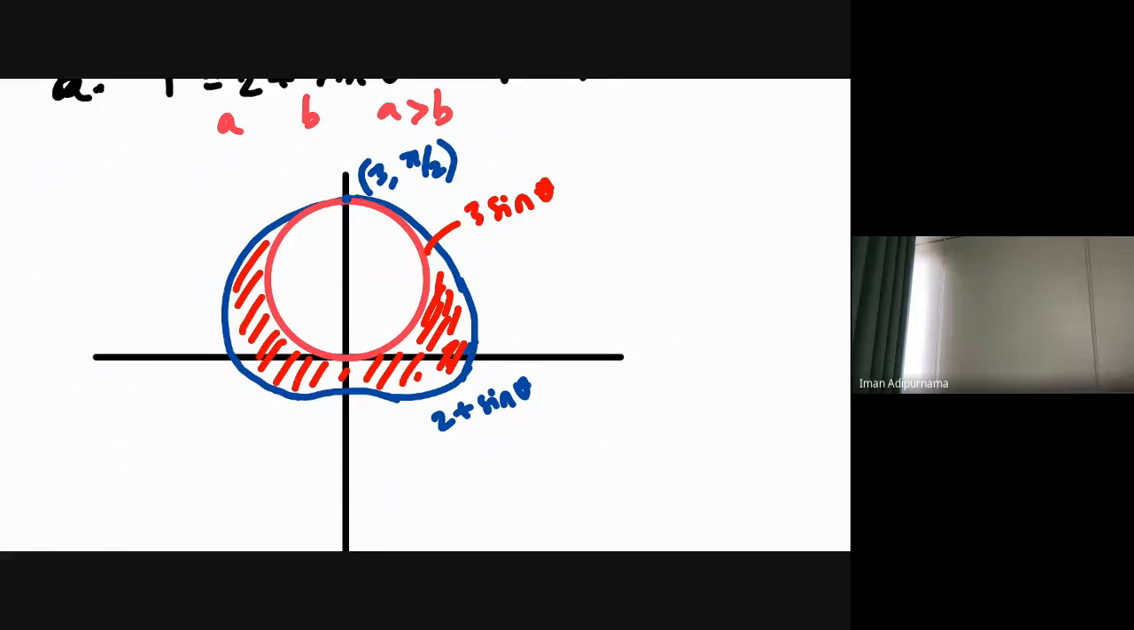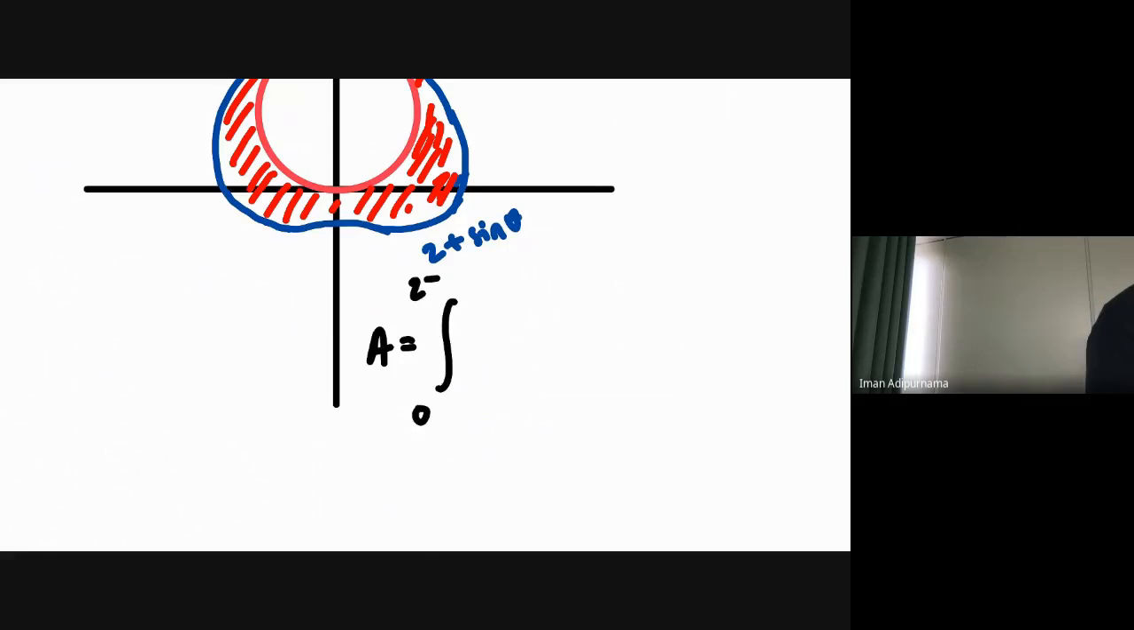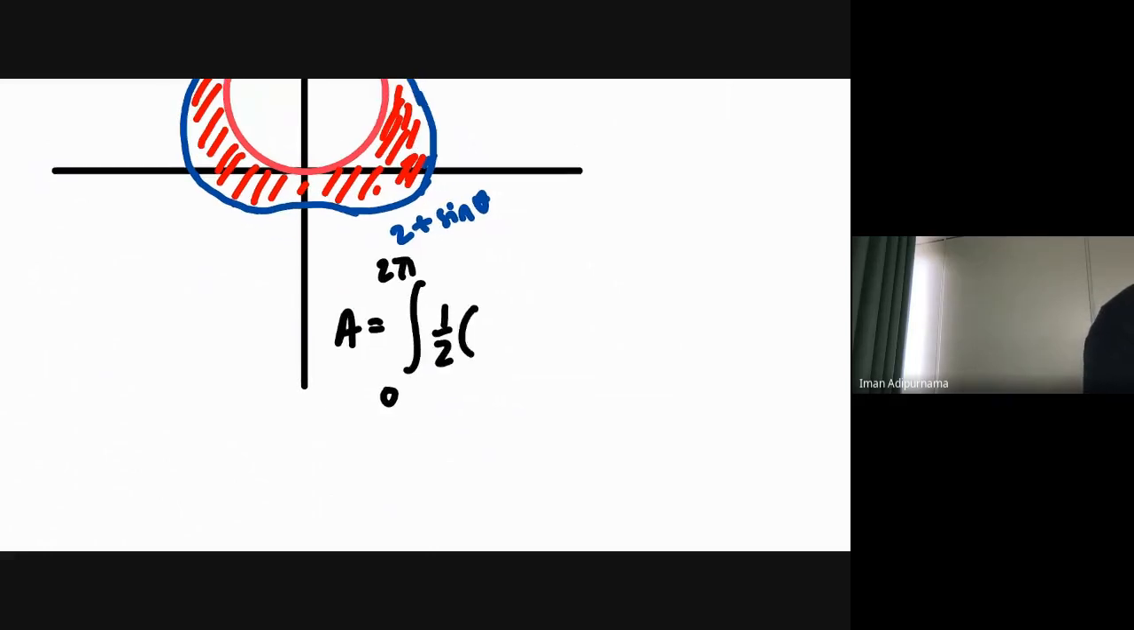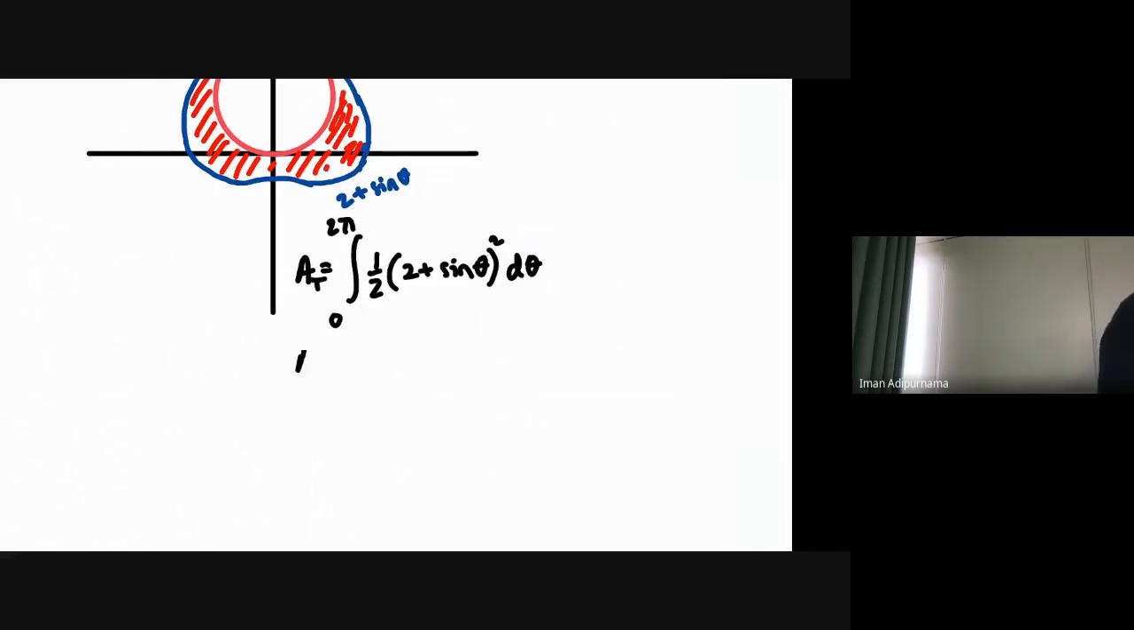Okay, so let me write the general area. Half, integral of (2 plus sine) squared. Let me write area total and area of circle. Area of circle is just pi times (3/2) squared, and then minus this, and this is the answer. Okay, and you can solve that. Make sense?